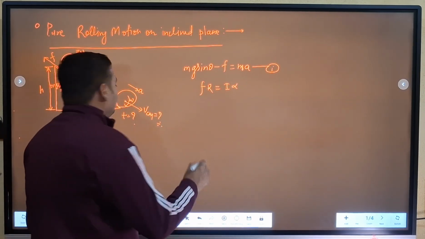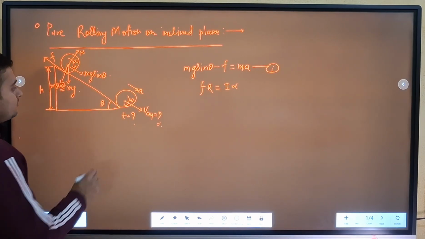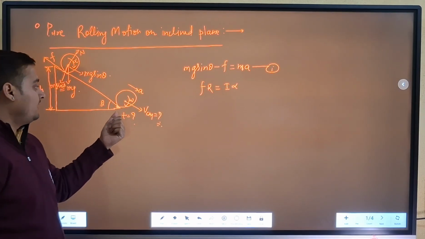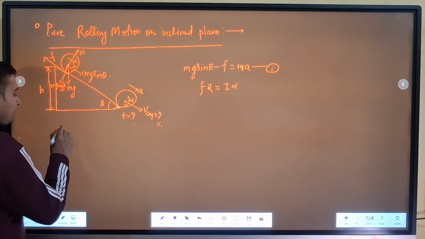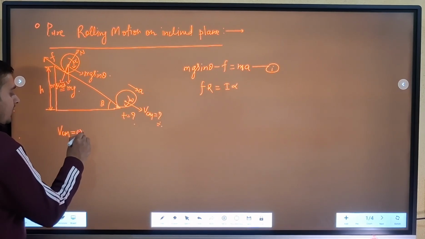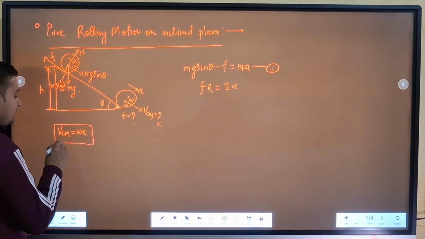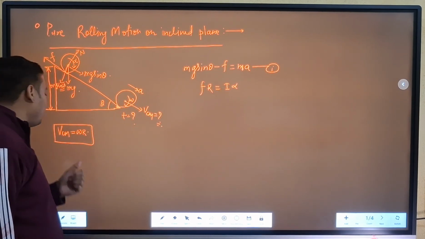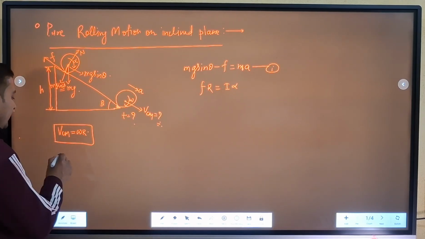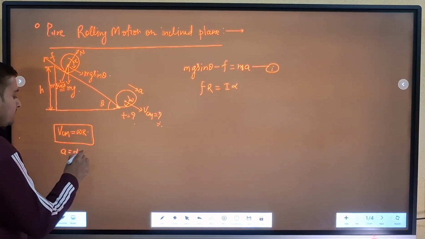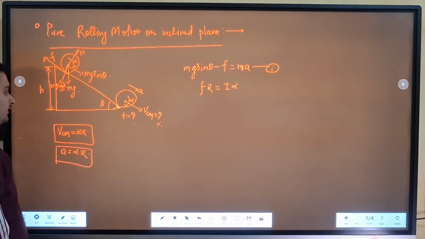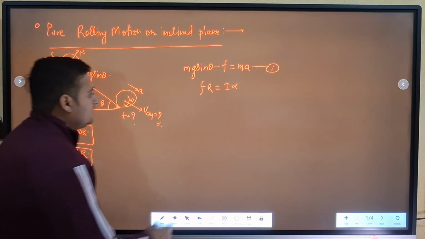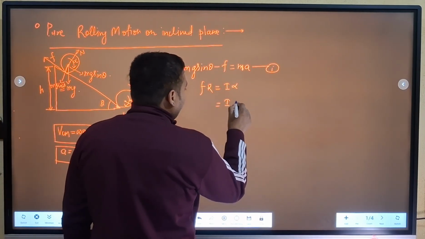Now we know that for performing pure rolling motion, the point of contact, which is called the instantaneous point of contact, is at rest, and here the velocity of center of mass is equal to omega r. For performing the pure rolling motion, this formula should be applied here. So because the velocity of center of mass is omega r, from here the acceleration formula is A equal to alpha r. These two formulas are very important in this derivation. So here we will put alpha equal to A by r. So we can write I A by r.